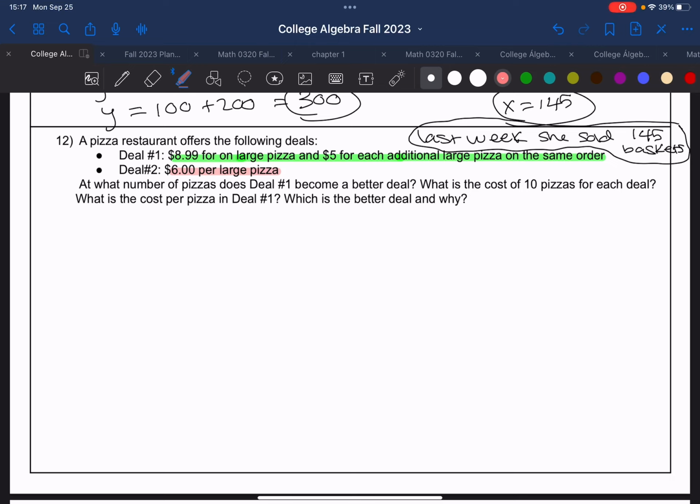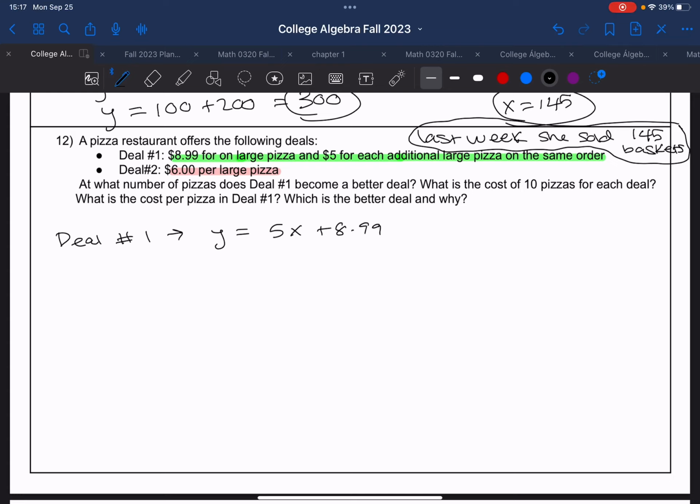First we have to write our equations for deal 1 and deal 2. For deal number 1, we have y is equal to 5x plus one additional pizza for $8.99. That means before we can even get the price of $5 per pizza, we have to buy one pizza at $8.99.